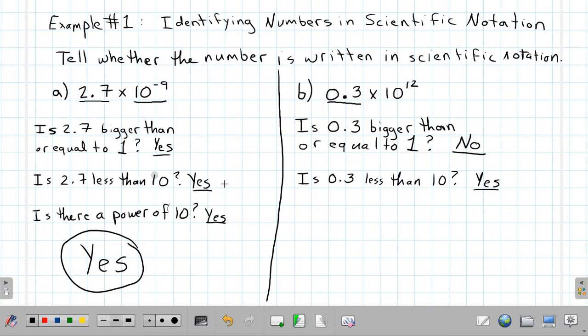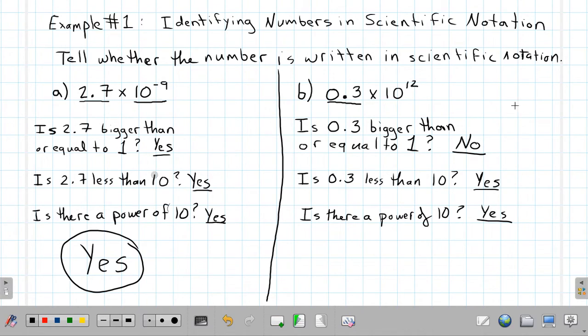And then the last question, is there a power of 10? So is the 0.3 being multiplied by a power of 10? And the answer is yes again, because we have a base of 10 raised to, in this case, the exponent of 12. But we need to look at that base. That has to be a 10. So we have a power of 10.